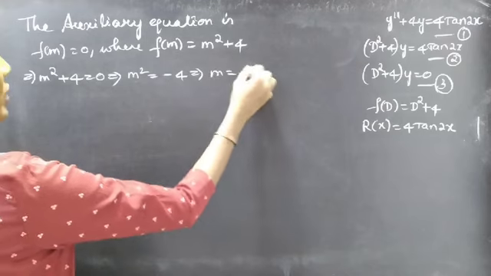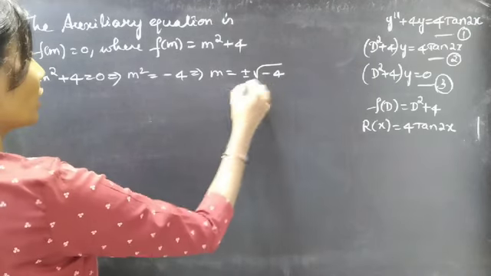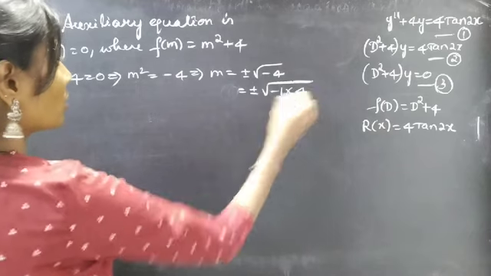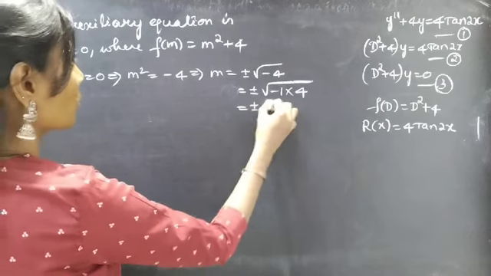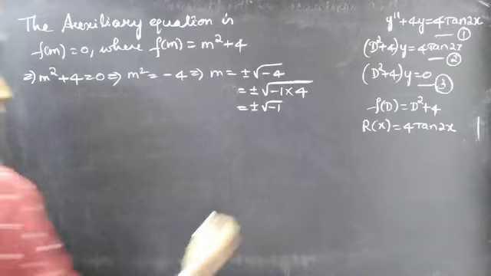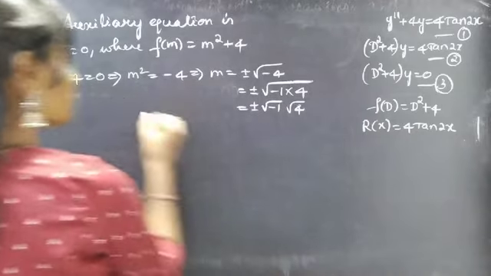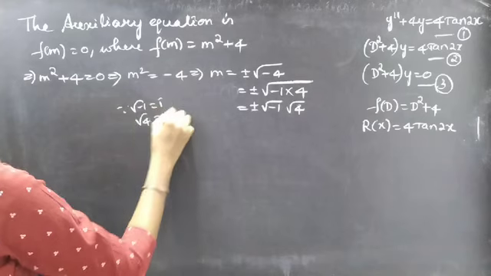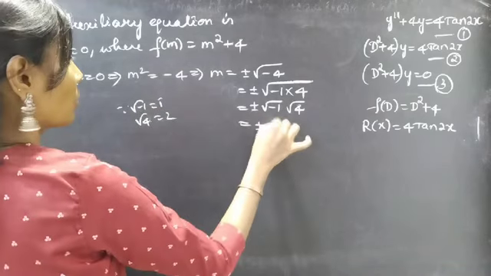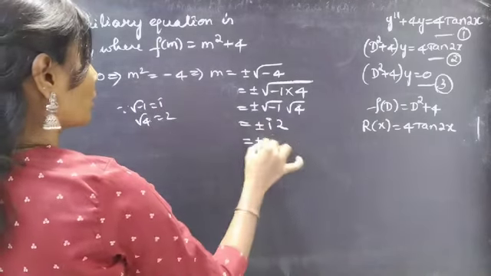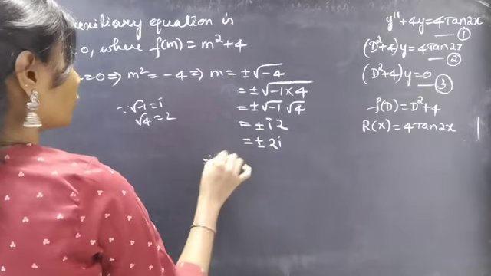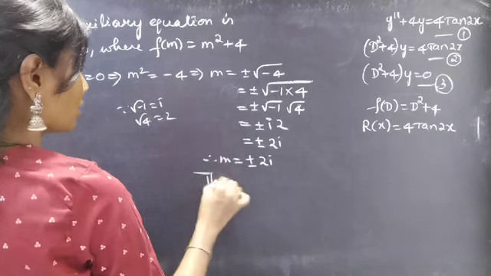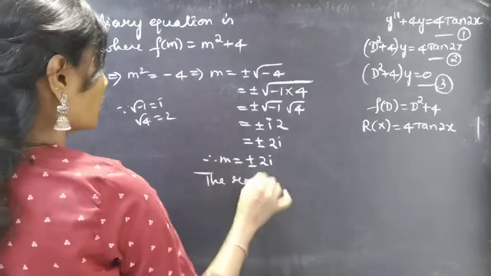Then m equals plus or minus square root of minus 4. We can write square root of minus 4 as square root of minus 1 into 4. Now we can split it as square root of minus 1 into square root of 4. Since square root of minus 1 is i and square root of 4 is 2, we'll get plus or minus i into 2, or plus or minus 2i. Therefore m equals plus or minus 2i. The roots are complex conjugate.